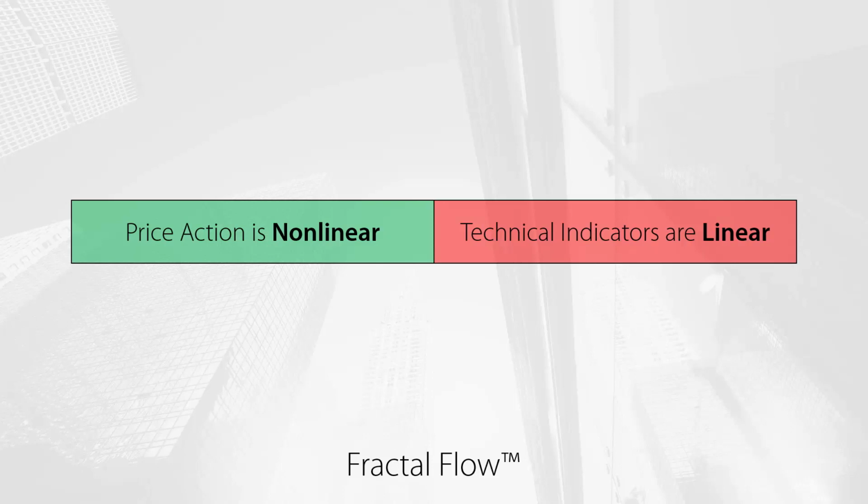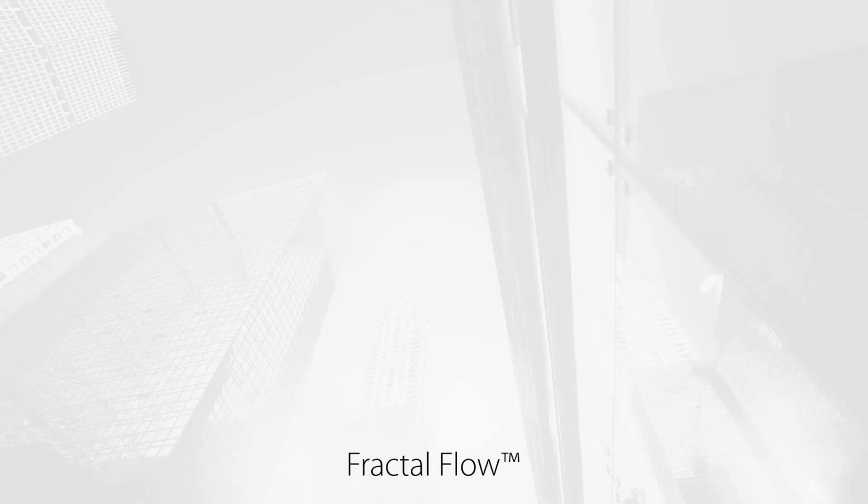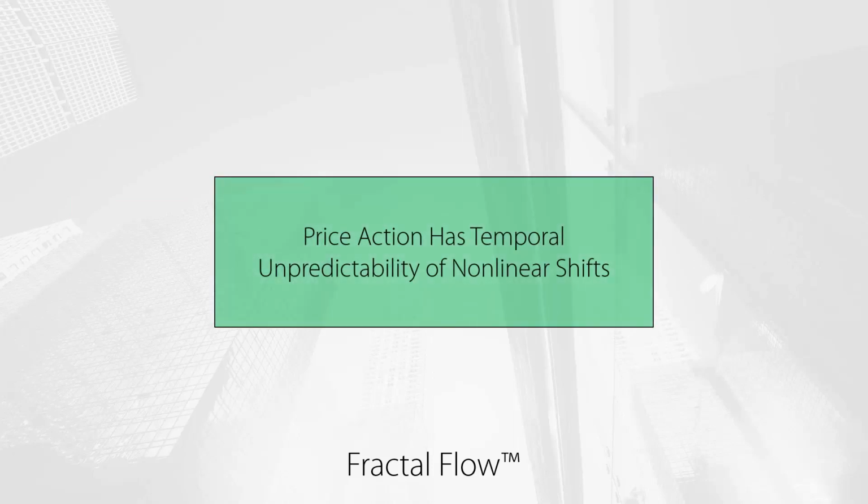Beyond that, price action has something called temporal unpredictability of nonlinear shifting. In simpler terms, if we were able to describe the market with a formula, this formula would change from time to time. Worse than that, the frequency in which this formula would change would be unpredictable as well. That's the starting point of the Bonini's paradox. As you can see, you must be careful if you want to apply formulas in price action.